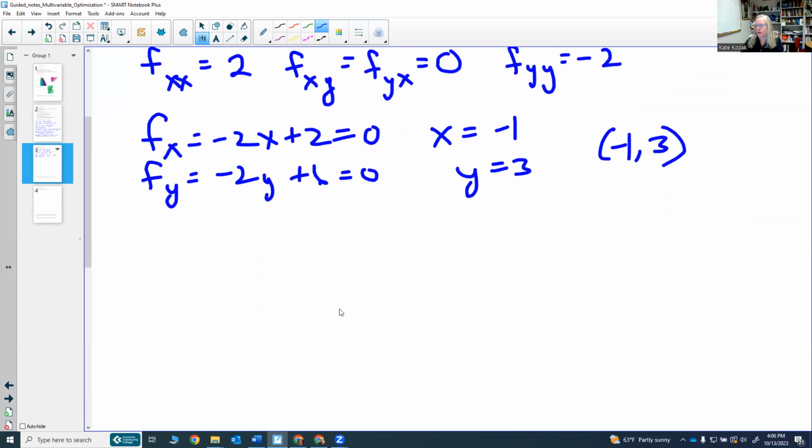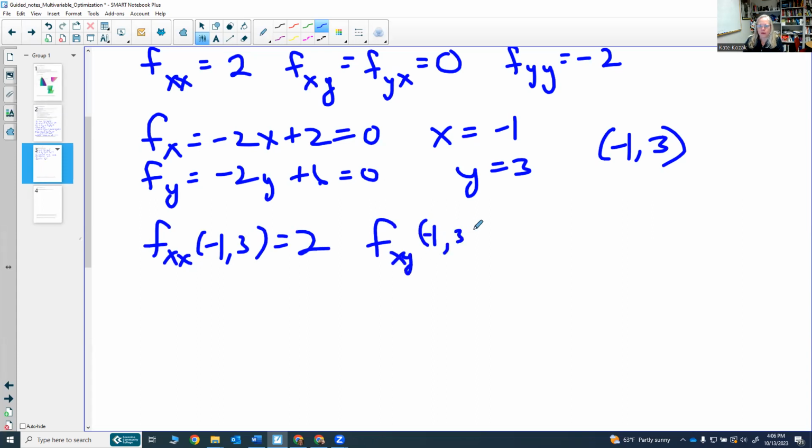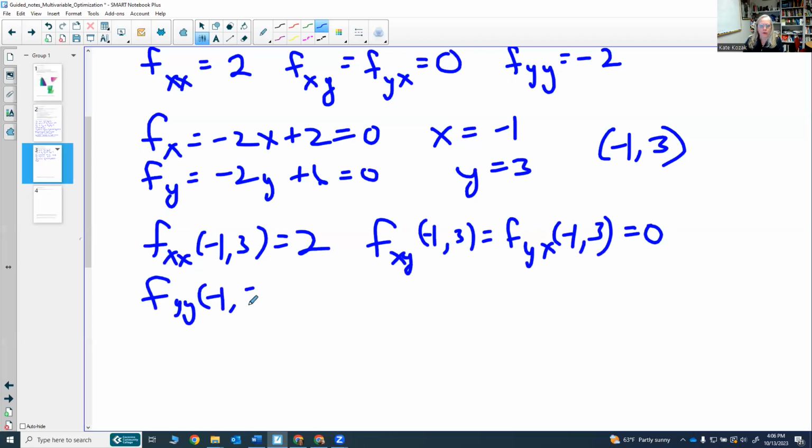Now find the second partial derivatives at the critical point. So at negative 1, 3, f sub xx at negative 1, 3 will equal 2. F sub xy at negative 1, 3 is going to equal f sub yx at negative 1, 3, which is going to equal 0. And f sub yy at negative 1, 3 is going to equal negative 2.